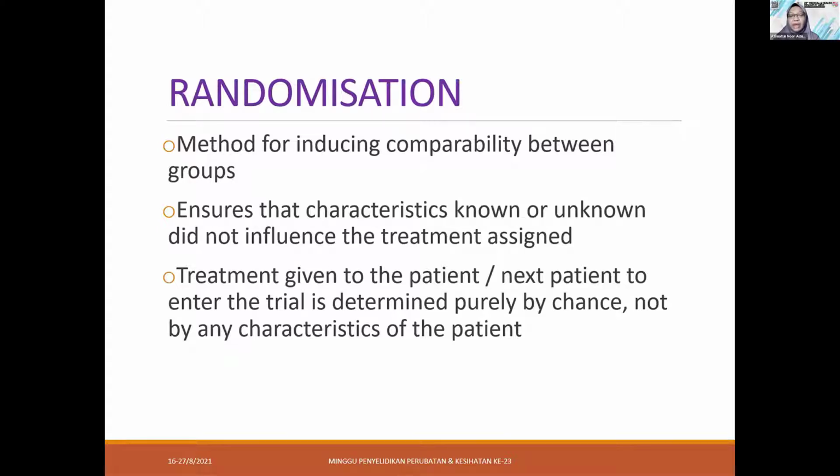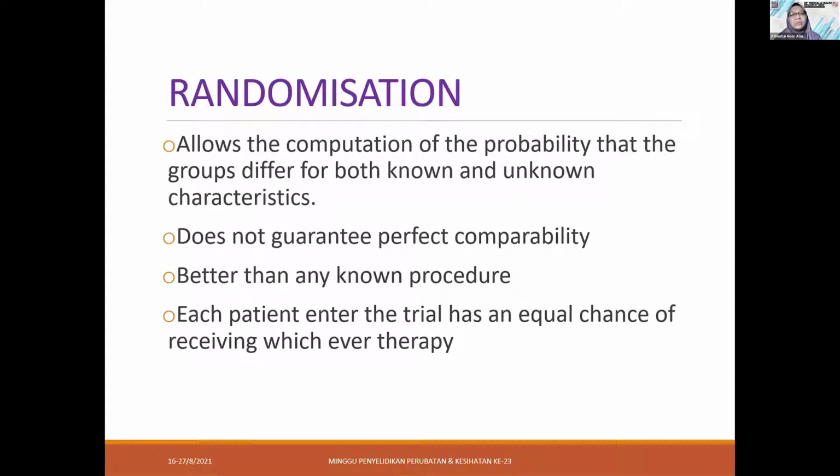We don't want to have biases in this study. That's why we do randomization. It allows the computation of the probability that the groups differ for both known and unknown characteristics. It does not guarantee perfect comparability, because we randomize, just draw lots, something like that. So it's not a guarantee, but we try our best to control the biases.